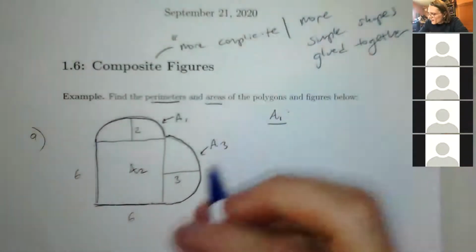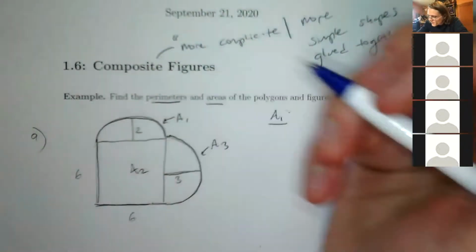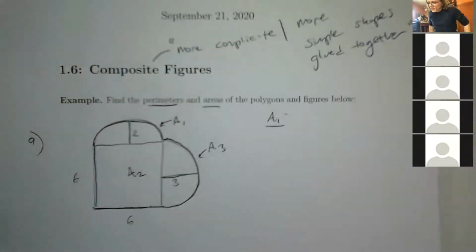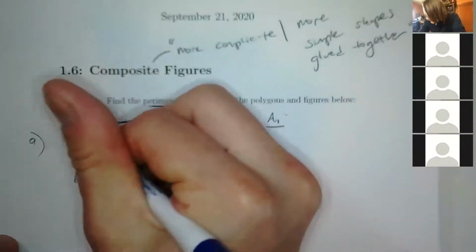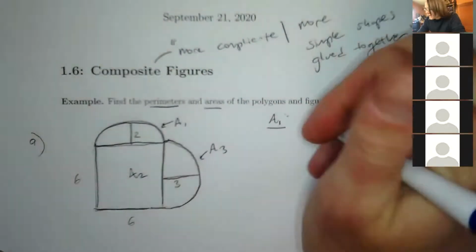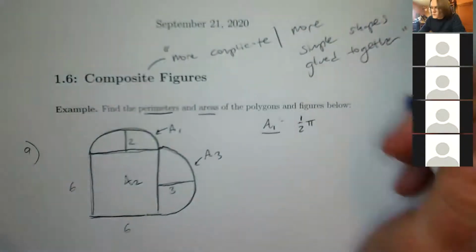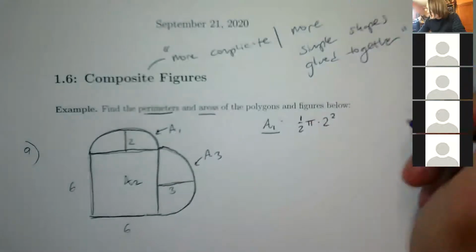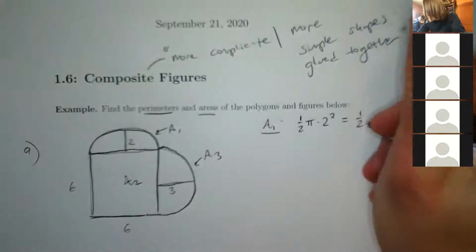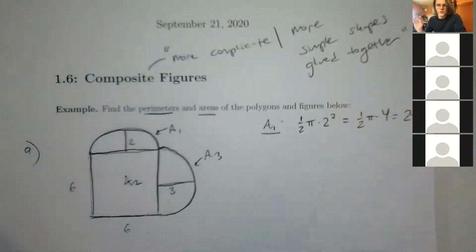And so I've given you the radius here. The radius of A3 is 3, and the radius of A1 is 2. Recall they're also half circles, at least we can consider them to be half circles. So it's half pi r squared. R is 2, so 2 squared is 4, times 1/2 is 2 pi. Again, no units.